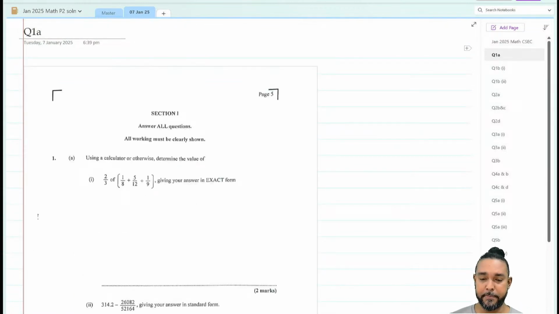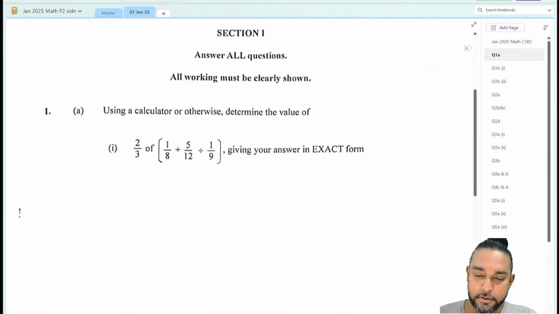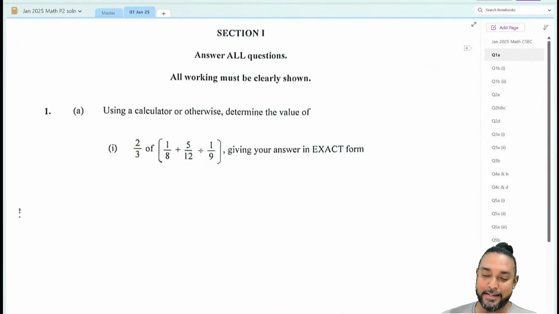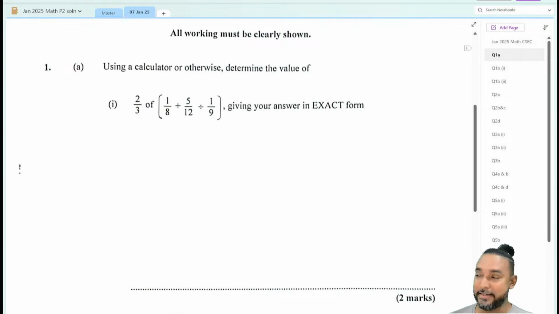All right, so folks, answer all questions, section 1. All working must be clearly shown. Using a calculator or otherwise, determine the value of the expression. It's 2 marks. Now do not just plug it in your calculator and put an answer. You will not get the full 2 marks if you do so.